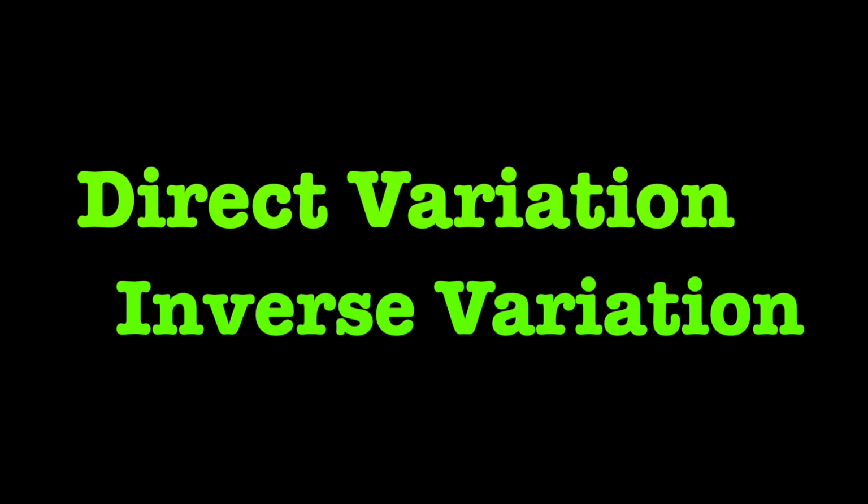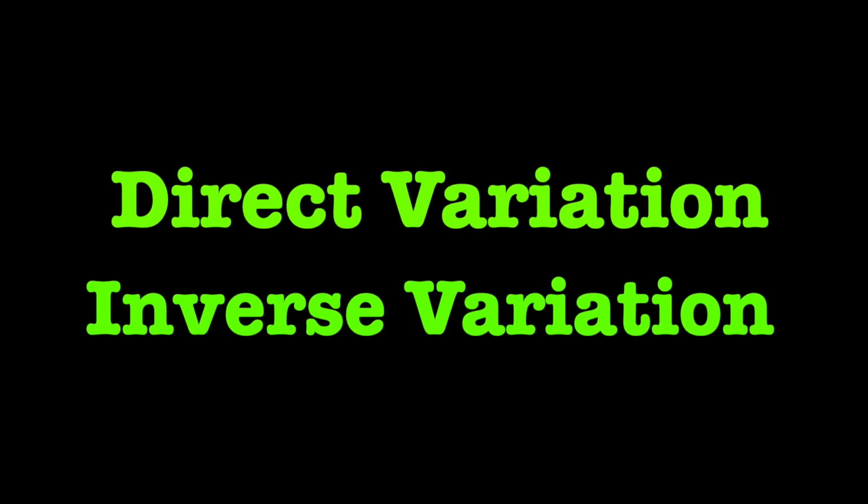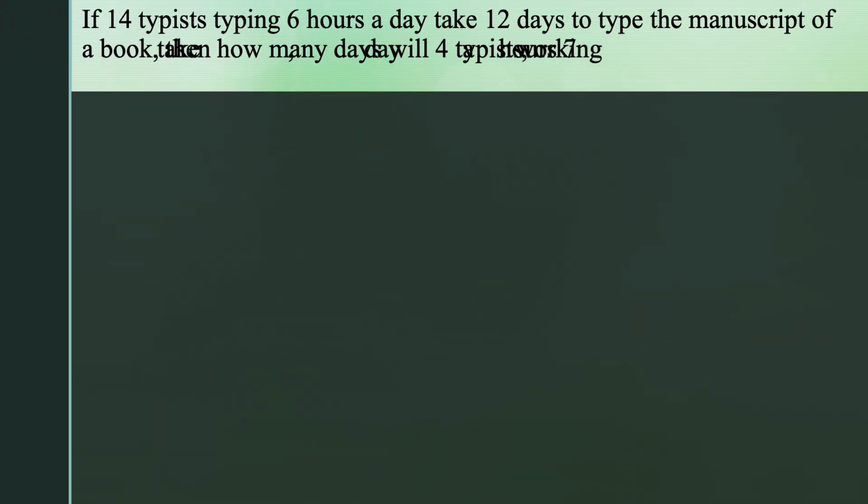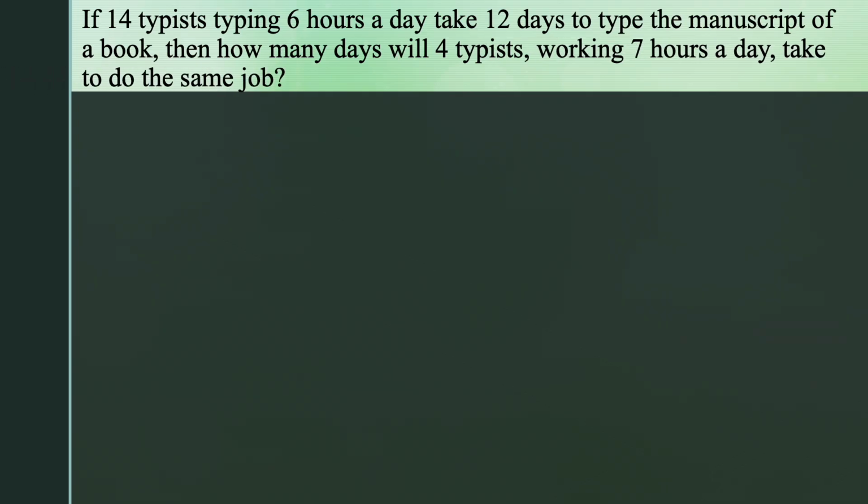In this video, we will explore questions related to direct and inverse variation. Let's tackle the first question. If 14 typists working 6 hours a day take 12 days to type a book's manuscript, how many days will 4 typists working 7 hours a day need to complete the same task?